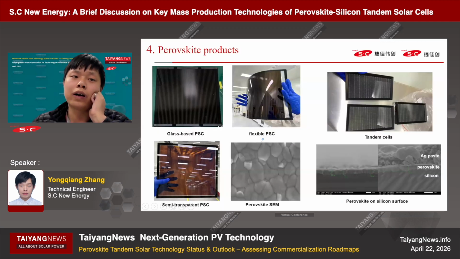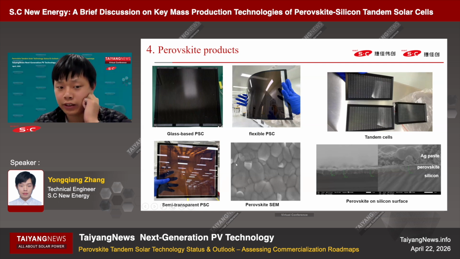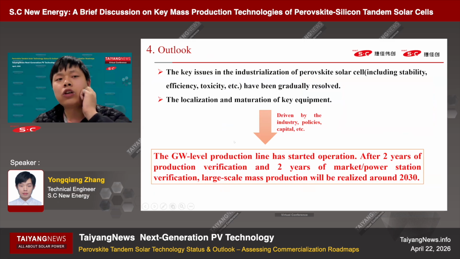And we also have some products about perovskite, for example the glass-based perovskite, the flexible perovskite, the tandem solar cell, and the semi-transparent perovskite. And for the outlook, the key issues in the industrialization of perovskite have been gradually addressed, and our target is that the largest scale mass production will be realized around 2030. Thanks for your time.